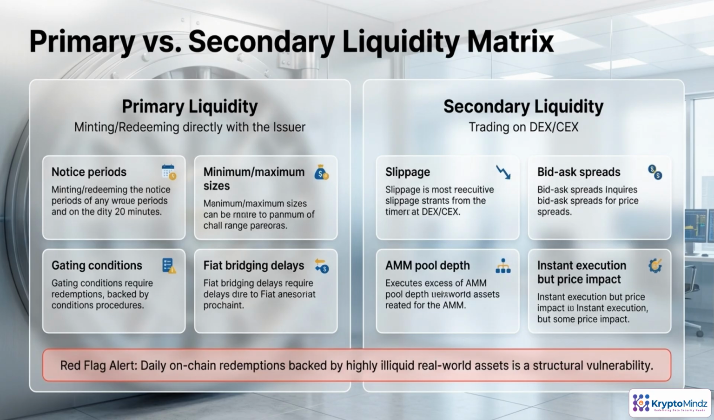Liquidity in RWAs comes in two flavors, primary and secondary. Primary liquidity is when you deal directly with the issuer. Pricing is predictable, but you face frictions like notice periods, size limits, gates, and fiat rails that can jam under stress. Secondary liquidity is market-based and feels instant, but you pay in slippage, spreads, and dependence on pool depth. If the token trades daily but the underlying asset doesn't, that timing mismatch is a core structural vulnerability.